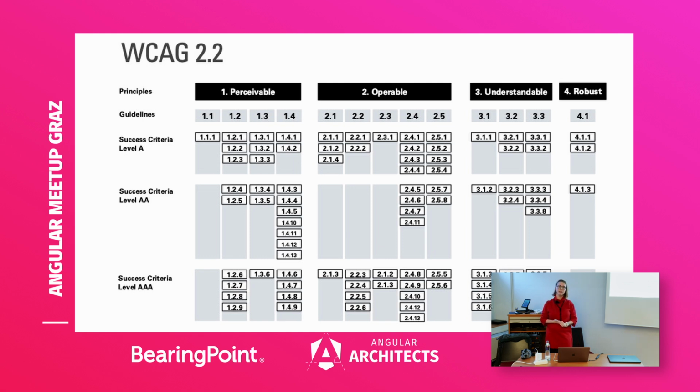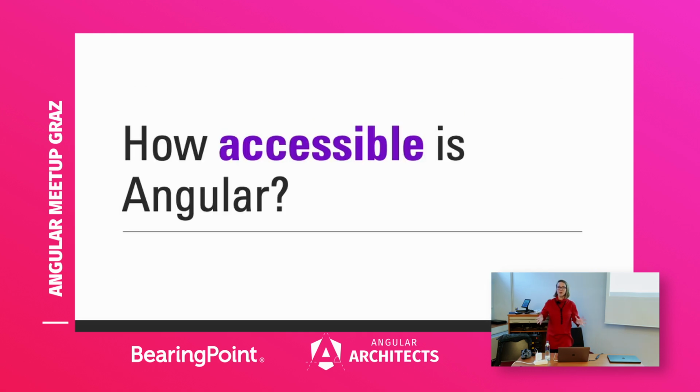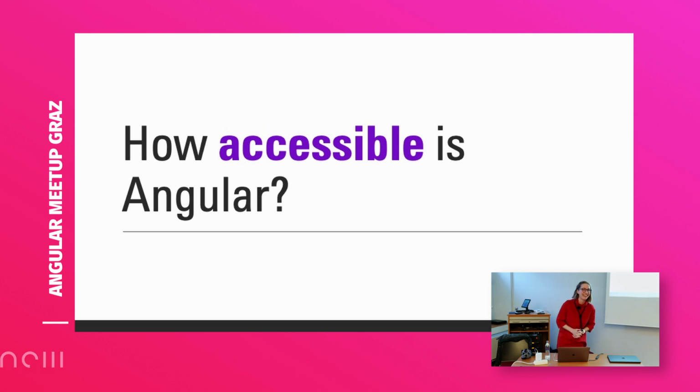These principles are divided into guidelines, and these guidelines are divided into success criteria. And these criteria are the basic requirements that you can look up and which could guide you on your way to more accessibility. The success criteria are grouped into three groups: conformity levels A, AA, and AAA. And for the European Accessibility Act, we need to comply with level A and AA. This is not new. What about Angular? And how accessible is Angular? Alex is smiling.